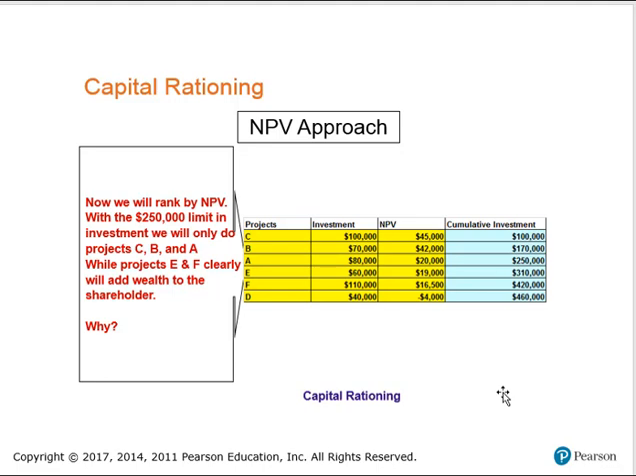So we could also use the net present value approach, where we do the exact same thing, except now we are ranking by net present value. In this case, you can see that we would do projects C, B, and A. That would give us 3 projects with positive net present value, and we would spend exactly $250,000. Again, the challenge is there are 2 other projects that we could do that will increase the value of the company. But management has set these constraints.